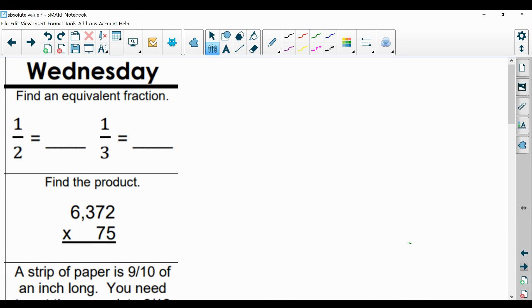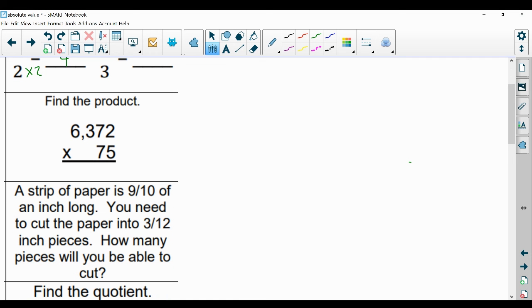All right, so here are our problems right here. Wednesday, our homework starts off with equivalent fractions. We had one just like this on Monday. Remember, I told you, you just pick a number to multiply by top and bottom. You can pick any number you want. 2 is a really easy number to multiply by. Whatever you do to the top, you have to do to the bottom. So if I chose to multiply by 2, I can multiply that top and bottom. So 1 times 2 is 2. 2 times 2 is 4. You're going to do 1/3 because it's the same process.